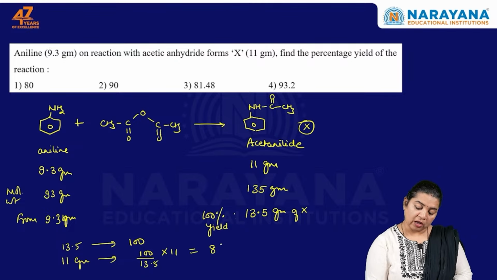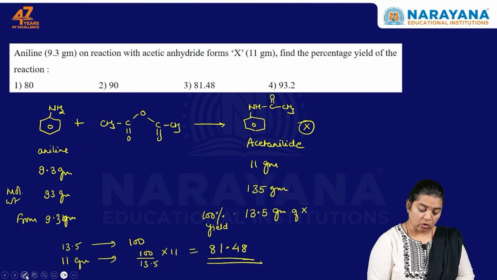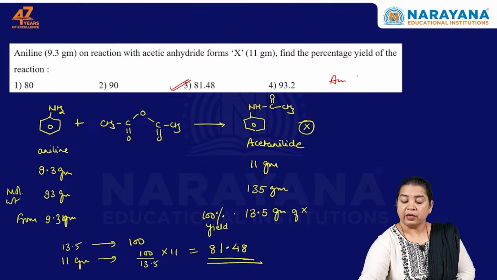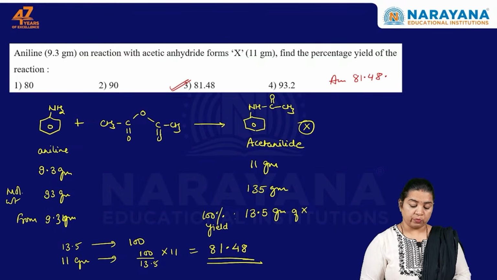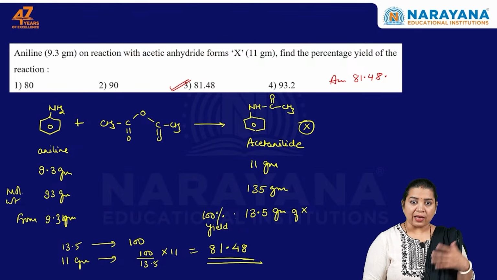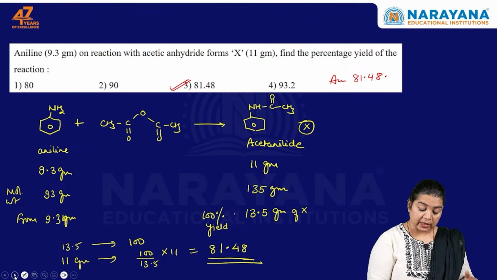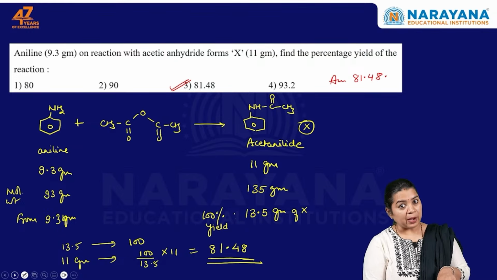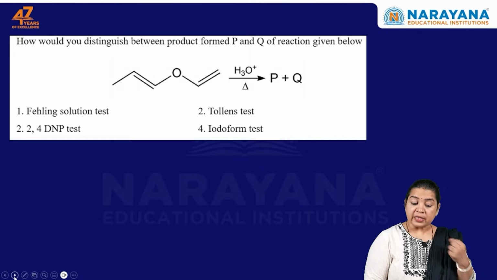When you solve it, it is coming 81.48 exactly. So, the answer is third, 81.48. I hope this is clear. A little twist as compared to previous questions where they give yield and ask the amount obtained. This time they have given the amount and have asked the yield.